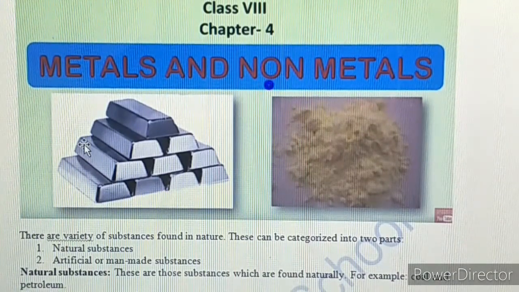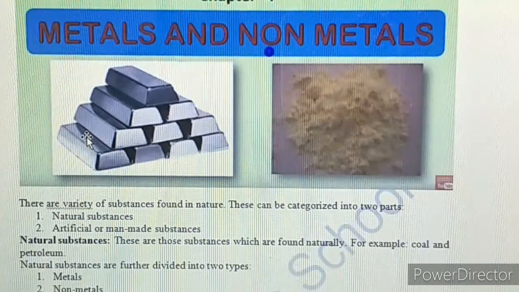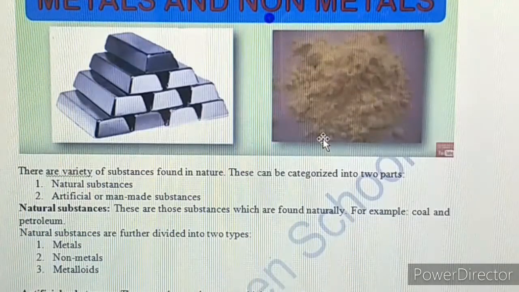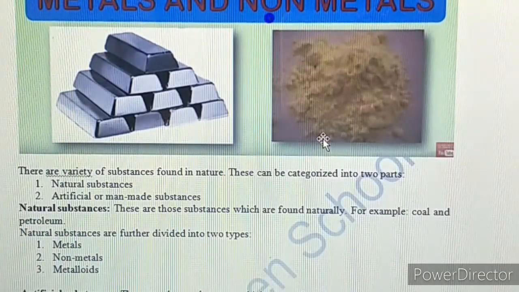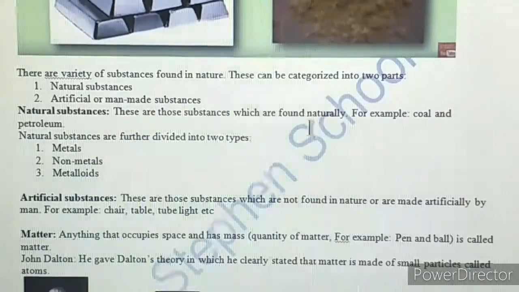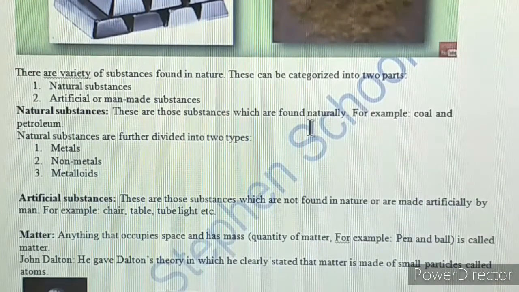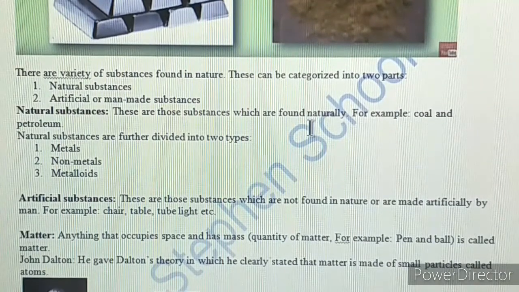Now your chapter number 4 in class 8th is which one? Metals and non-metals. Now you have seen some metals here, and these are non-metals pictures. Now you will get to know some things about metals and non-metals. But before that, I just want to tell you something about the variety of substances found in nature. Now there are so many varieties of substances found in nature around you.